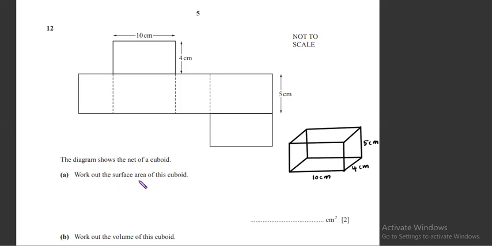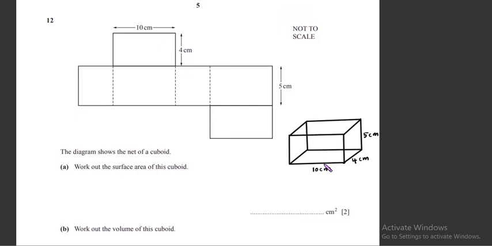So the question is asking us to calculate the surface area and the volume. I have drawn the 3D shape here of this net. Here it has a length of 10 centimeters, a width of 4 centimeters, and a height of 5 centimeters, so that we can visualize it easily. Surface area means the area of all the faces. We have 6 faces in total.